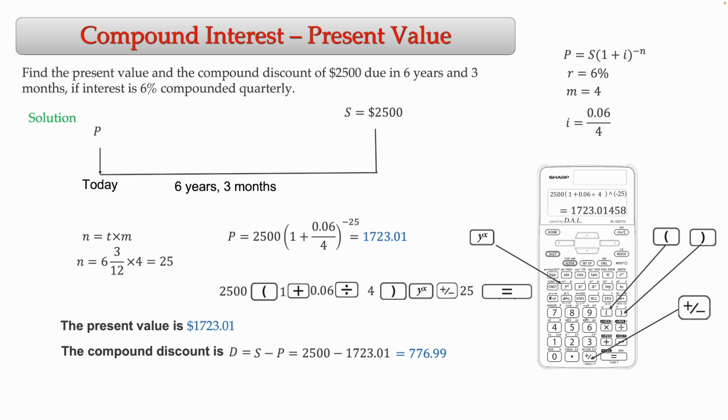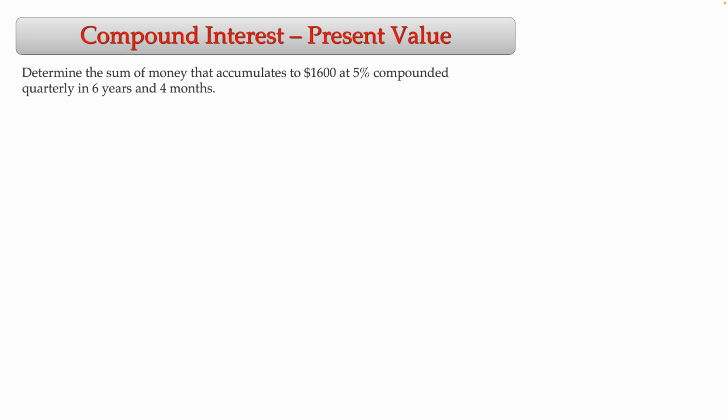And we have a last example of a question in which you have to compute the present value. The last problem for this video will be the following. Determine the sum of money that accumulates to 1,600 at 5% compounded quarterly in 6 years and 4 months. The reason I want to answer this question is that it is very similar to the previous one, but in this case, 6 years and 4 months will give me a number of periods that will be a fraction. What to do in this case?